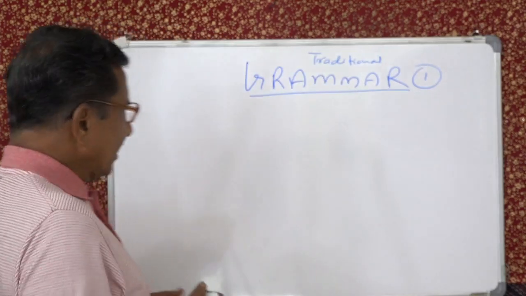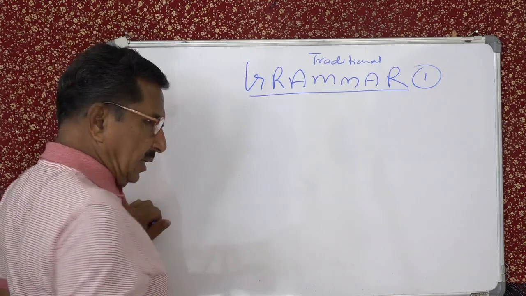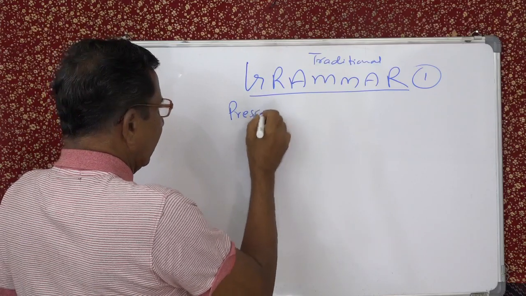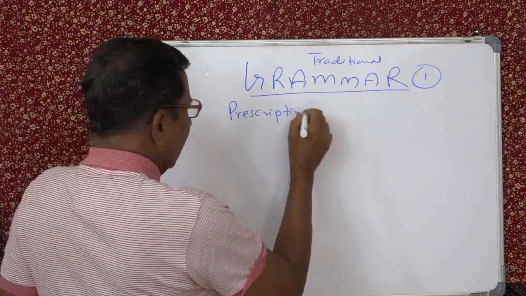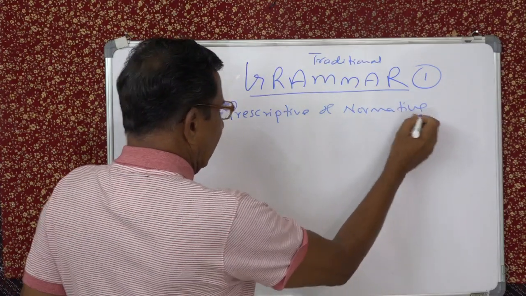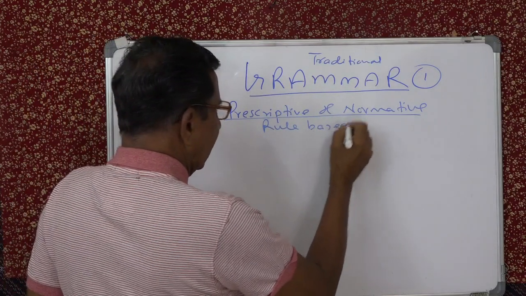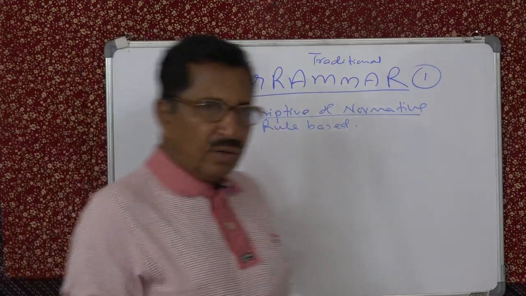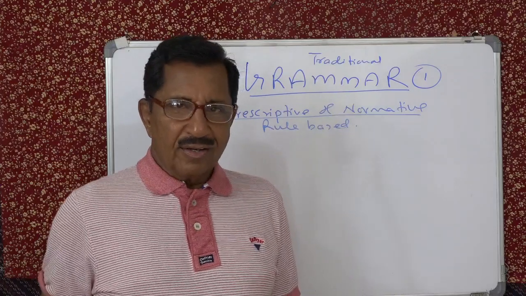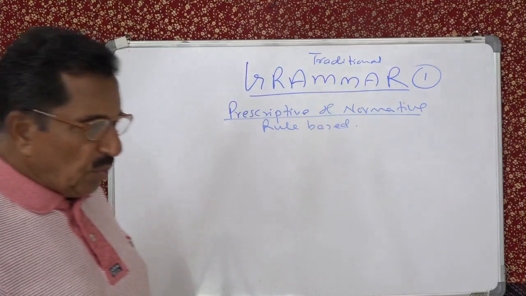Traditional grammars, which are available even now, are prescriptive and normative. This is the problem. That means rule-based. In simple language, just rule-based. Everything is a rule: a rule for grammar, a rule for making plurals, everything is a rule. So traditional grammars were rule-based.